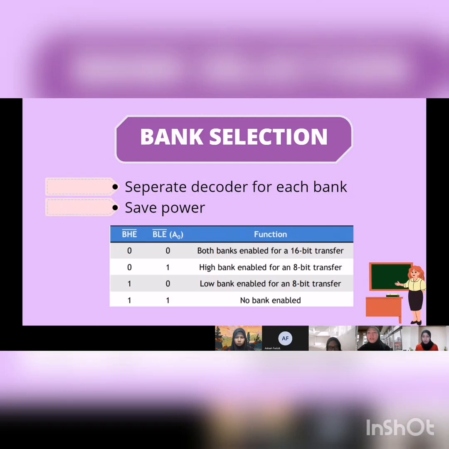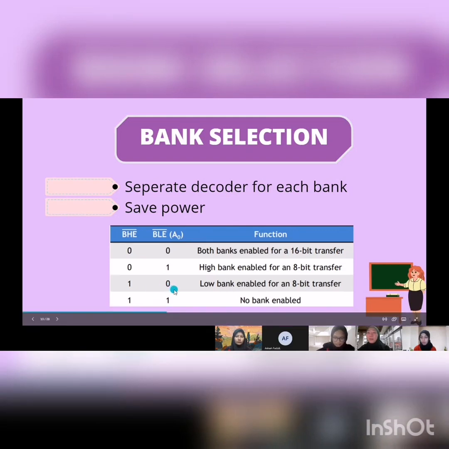For example, we can take a look at the table for the 0, 0 connection. It will activate both banks. This means we can access 16 bits of data. If we only want to access the high bank, we only give logic 0 to BHE and logic 1 to BLE, because we don't want to activate BLE, which is the low bank. Next, to activate the low bank, we give active 0 to the low bank and active 1 to the high bank. This is to activate only the low bank. If we give both pins logic 1, that means we don't want to activate either bank, so neither the low bank nor the high bank will be activated.